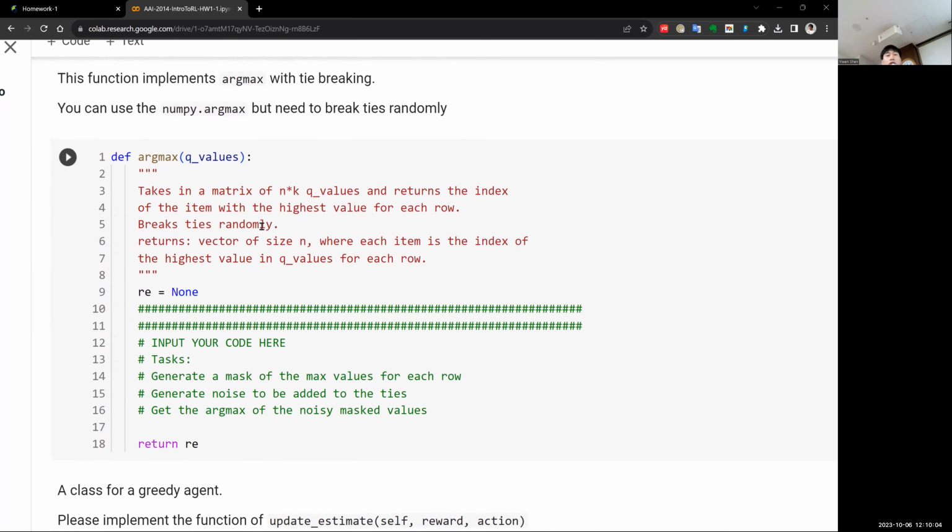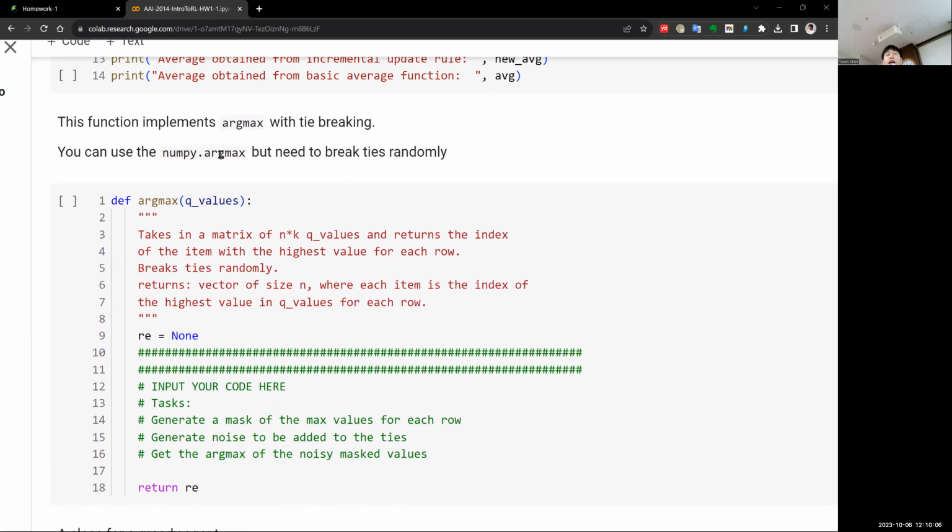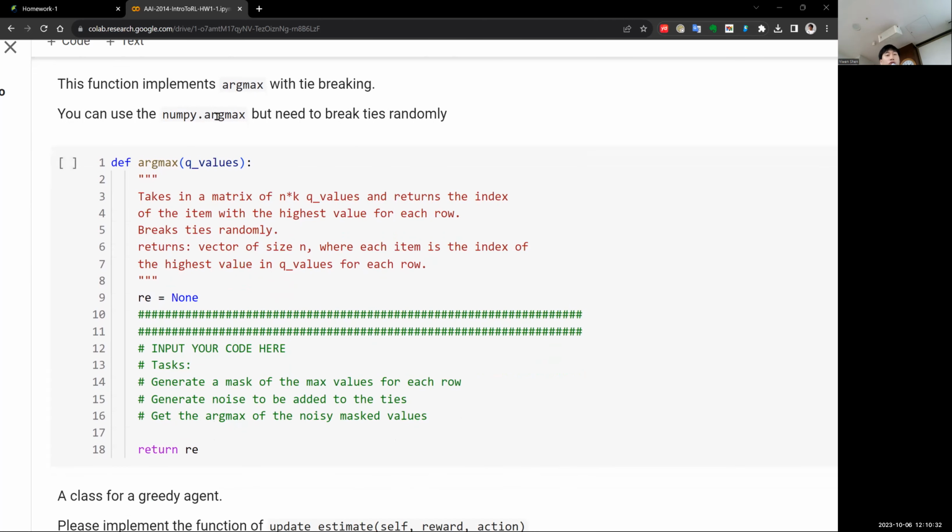The difference is that NumPy also has argmax, but NumPy's argmax chooses the first one if you have a tie. But in our case, you need to break the tie. That means you need to add some random number for the same values, then randomly select one. So it's a little bit different. So eventually you can use the NumPy argmax.